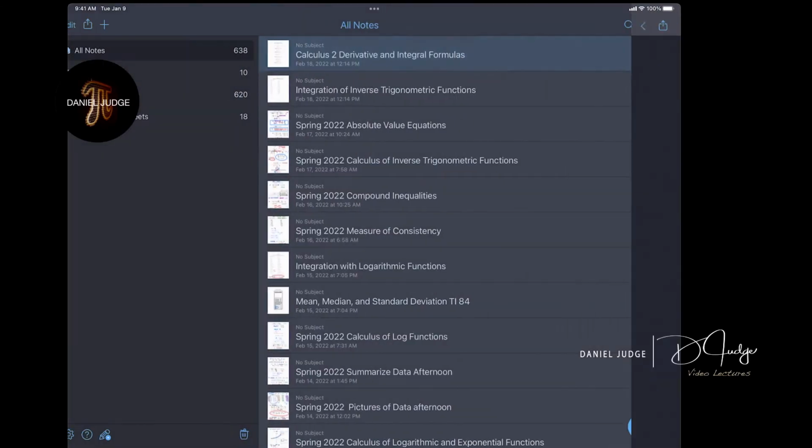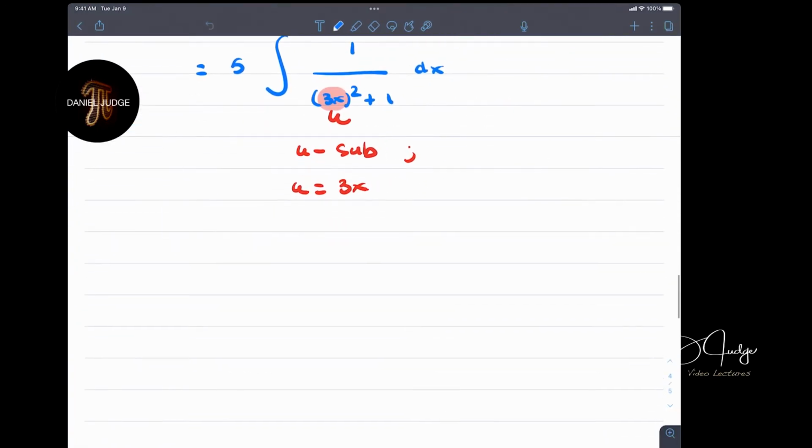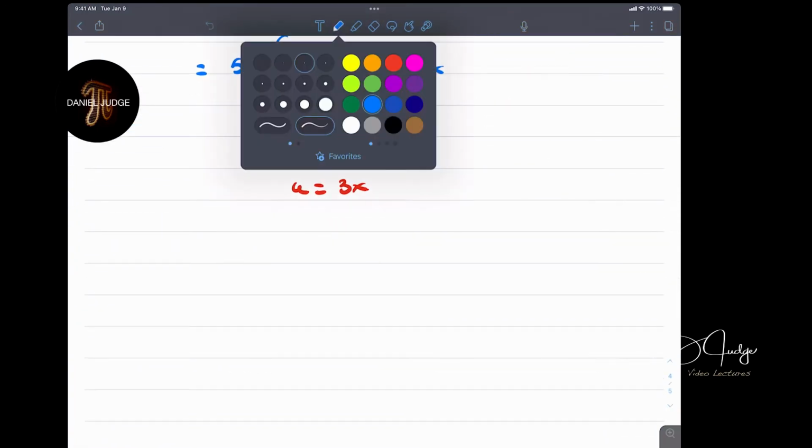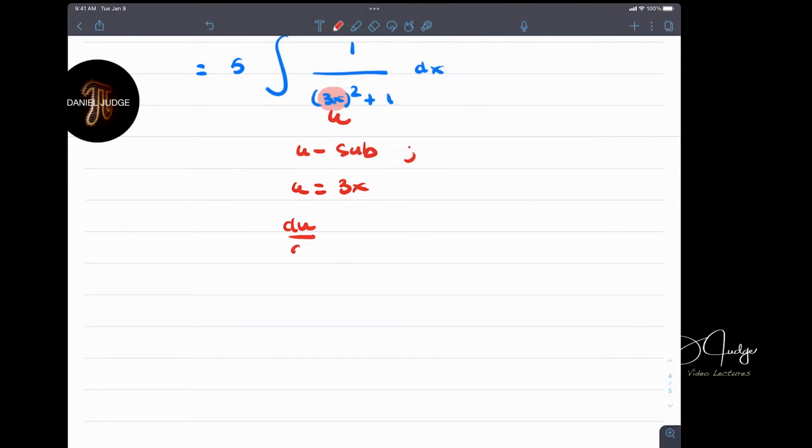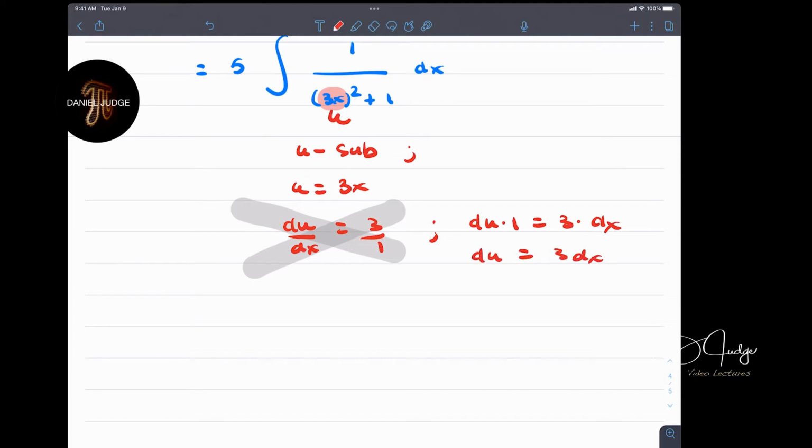Okay, so let's see how that works. Since u is going to be 3x, remember what we need. du/dx will be 3, and it's 3 over 1. But you get to cross multiply. So du times 1 equals 3 times dx, and du will be 3 dx. So divide both sides by 3, and you get du over 3 is dx. This is the u substitution version.